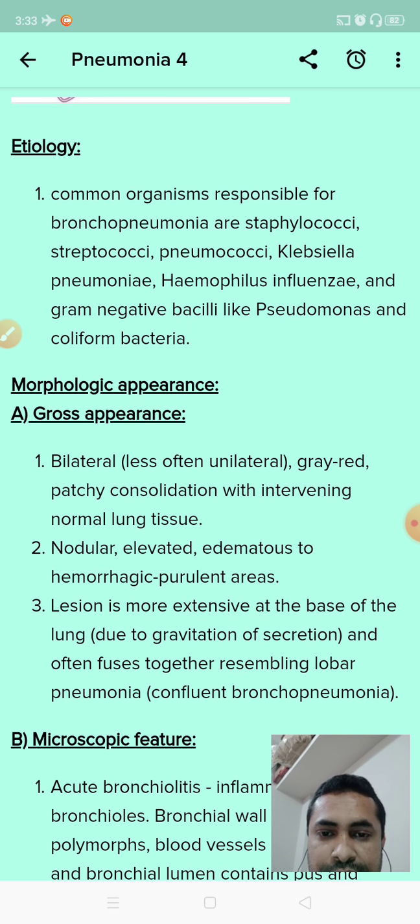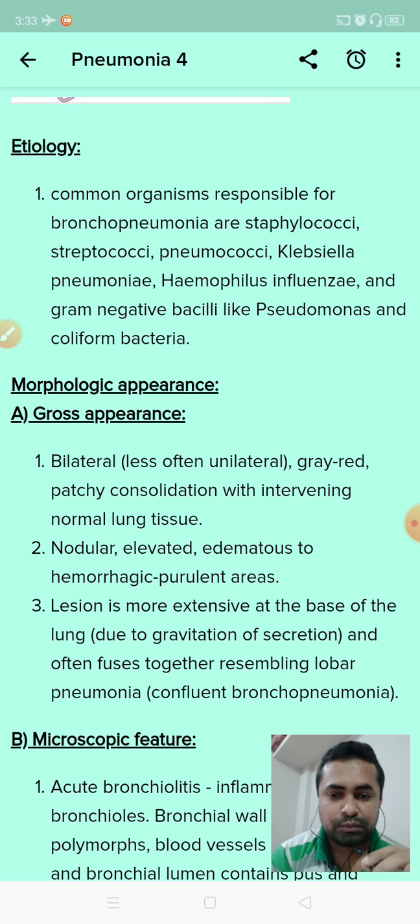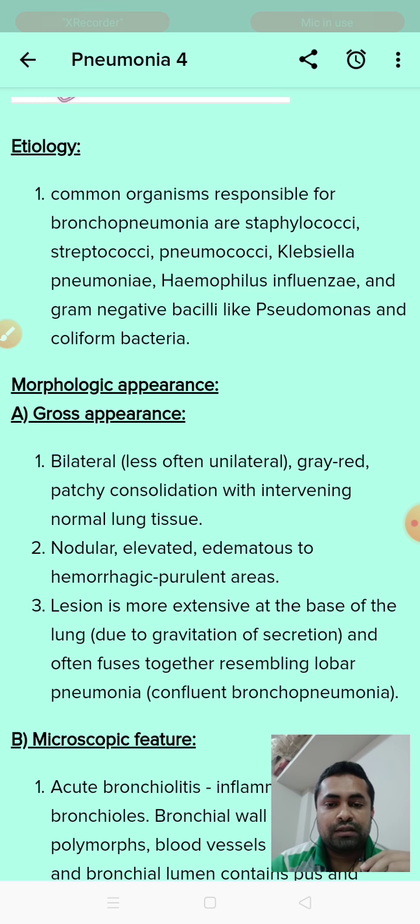Now the next thing is morphological appearance, first of all the gross appearance. In gross appearance, the first thing to note is that lobular pneumonia generally affects both sides of the lung. Both the right and left lungs are involved more commonly. It occurs unilaterally also, in one lung only, but that is less common. Normally, both lungs are involved.